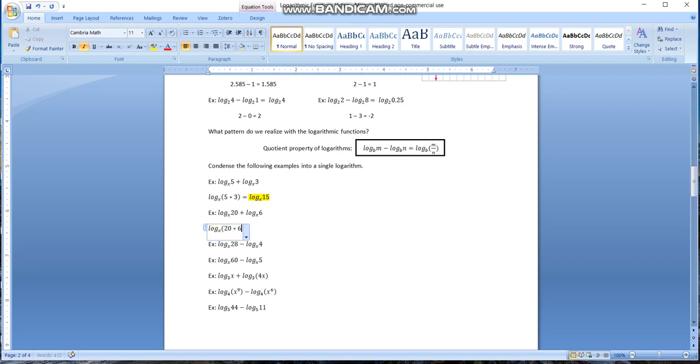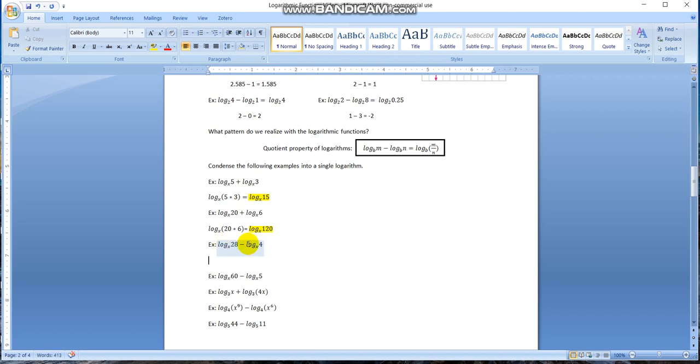Okay, so what we have here is log base x of 20 times 6. So this is going to be 120. Okay. Next one.